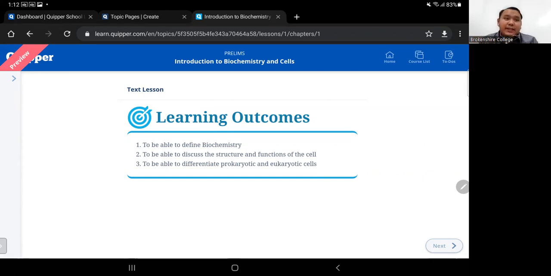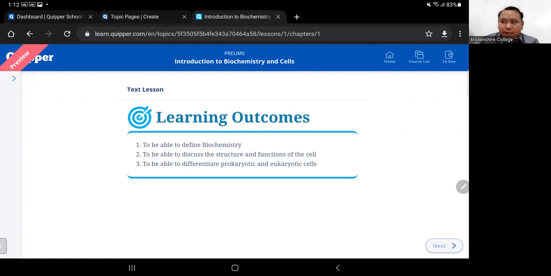As we all know, based on your human anatomy in the first semester, what is a cell? The cell is the basic unit of life, di ba? That is its definition. And knowing the functions of the cell and its structure, then we will be able to know how these biochemical components act on it.